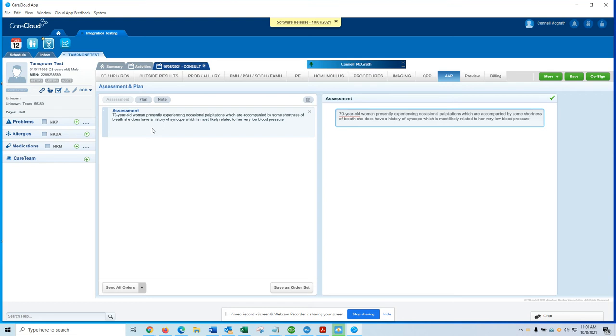CareCloud plan. I'm giving her the following recommendations: increase amount of fluid she drinks during the day and decrease the amount of time she stays in hot showers. She can also increase her salt intake.